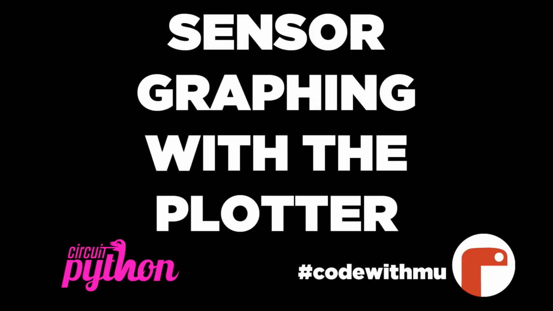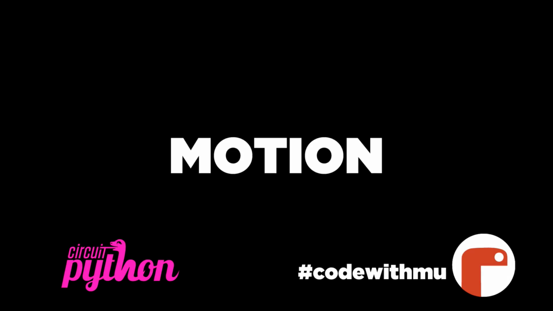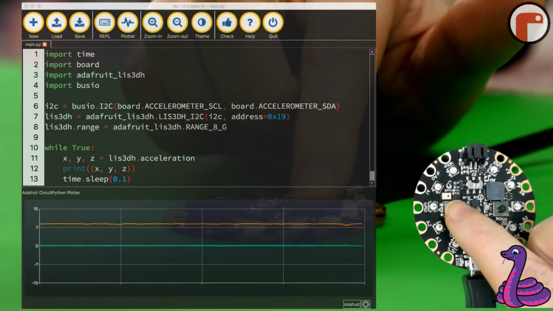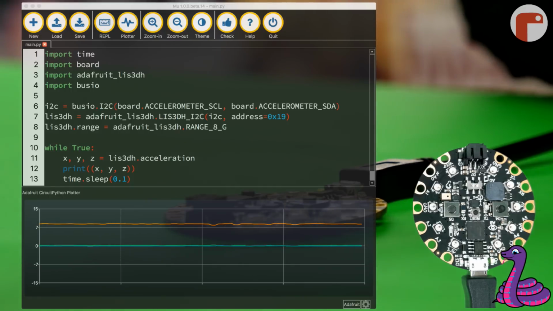Sensor graphing with the plotter, featuring CircuitPython and Mu. Today we'll be plotting motion using the built-in triple axis accelerometer in the Circuit Playground Express. The Circuit Playground Express has a three-axis accelerometer right in the center. This accelerometer can detect motion in the X, Y, and Z directions.